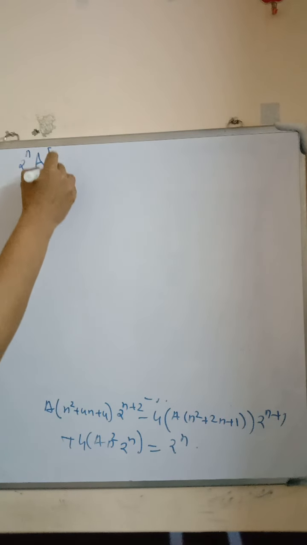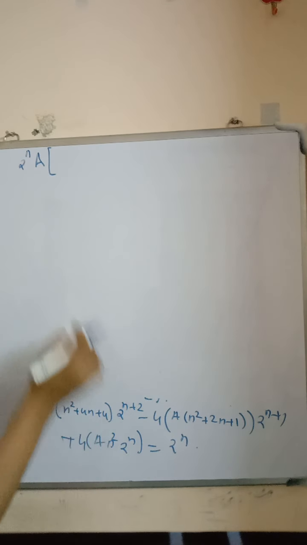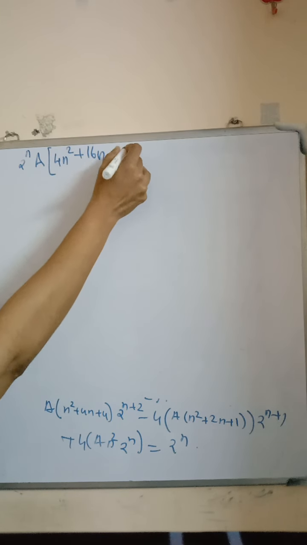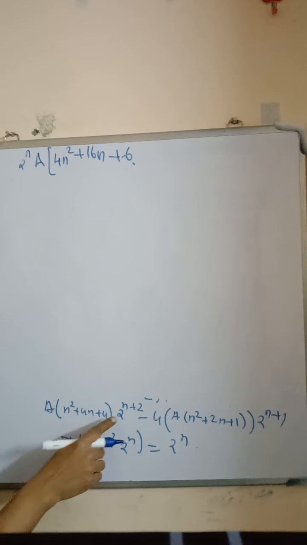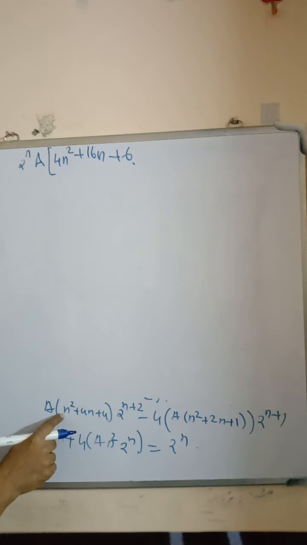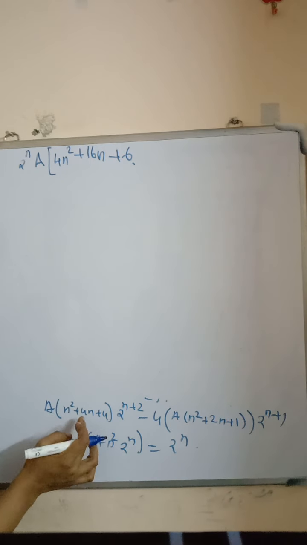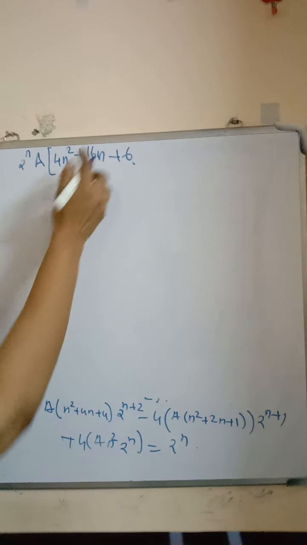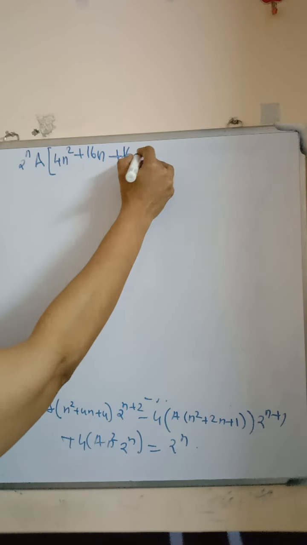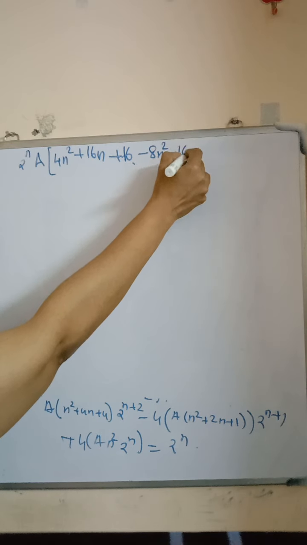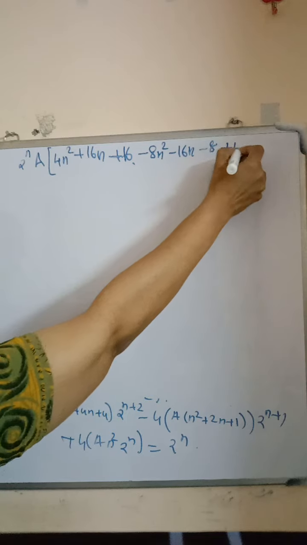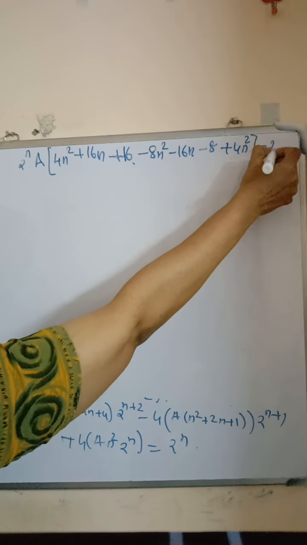We get, in the first term, 4n square plus 16n plus 16. 2 raised to n taken outside, then here 2 square remains. 2 square into n square is 4n square. Similarly, we get the next term is 16n and the third term is 16. Here also minus 8n square minus 16n minus 8. The last term is minus 4n square equals 2 raised to n.